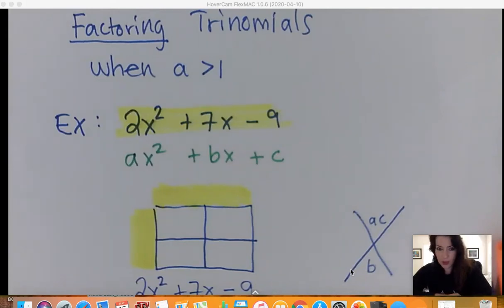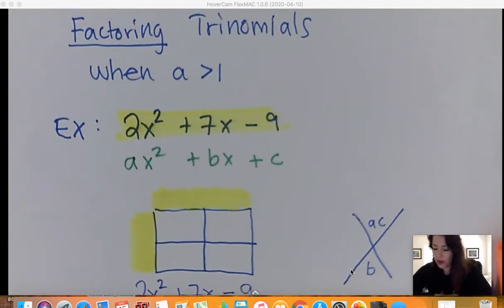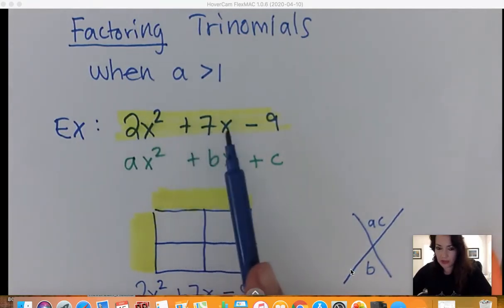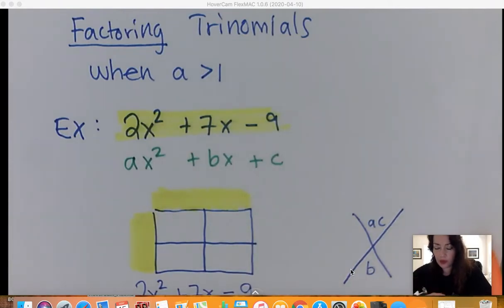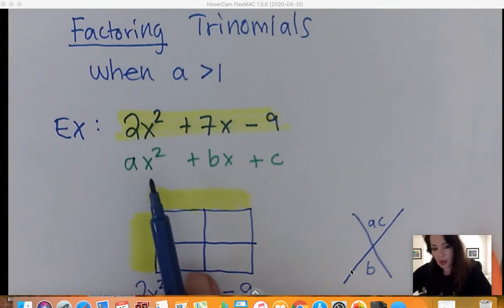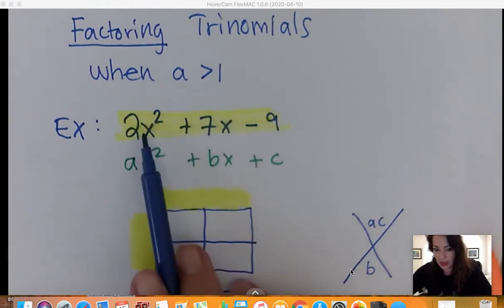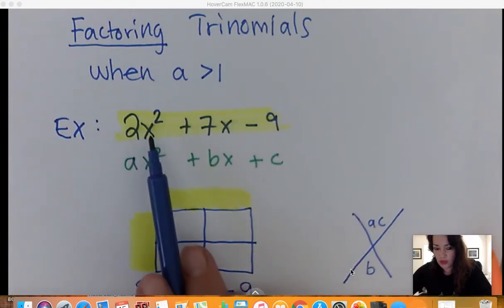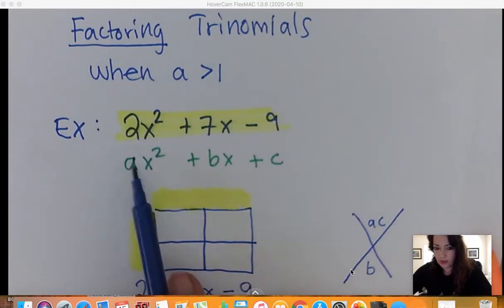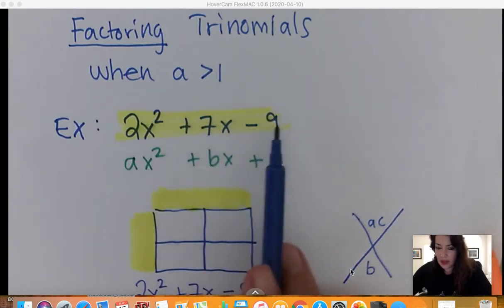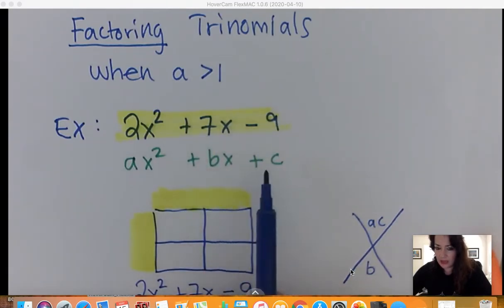Hi, this video will explain how to factor trinomials when your a value is greater than 1. So here is our trinomial 2x squared plus 7x minus 9. If you recall, when we have a quadratic in standard form, I can write it as ax squared plus bx plus c. So this is written in that form where the coefficient of your x squared is your a value and the coefficient of the x is 7. And we have our constant that is -9.